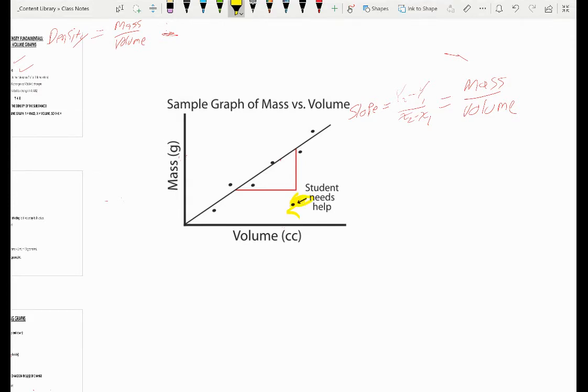Now, we also have this down here. Why does it say that student needs help? Because it's not right. Well, how do you know it's not right? It's nowhere near the line. So we look at that and we say, well, maybe the student took his or her mass wrong, didn't read the volume correctly, something, right? But either that or for some reason they didn't have the same substance as everyone else, because it all should be right around that line.